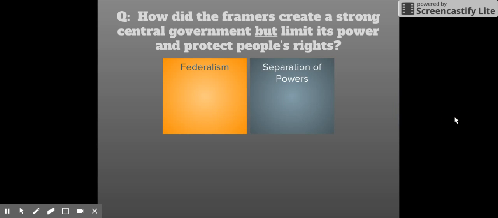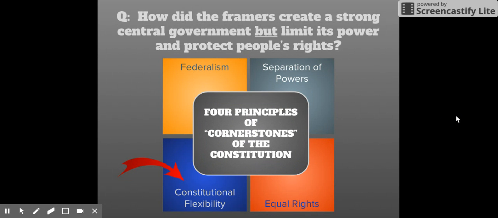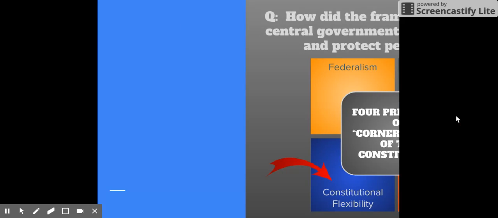In the second video, we looked at separation of powers, our three branches, and some ways they might check and balance each other out. Today we're going to look at constitutional flexibility, how the Constitution has room for change if we need it. Then in the next and last video, we'll look at equal rights in this series and wrap up our four principles or cornerstones of the Constitution series.